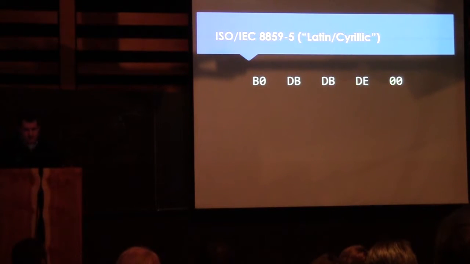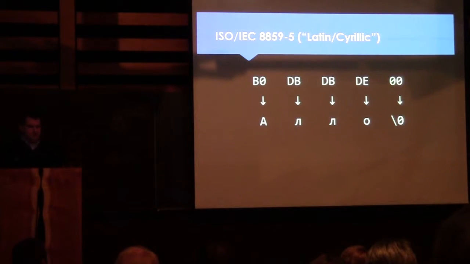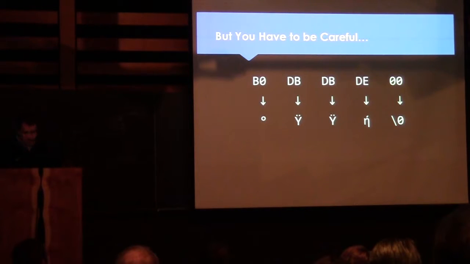And decoding text works the same way. If you have this sequence of characters, then you can decode it by mapping back to the character to get your string back. But you have to be careful, because you have to make sure that when you're encoding and decoding, you're using the same character set. So if you encode, for example, this Russian string using the Latin Cyrillic encoding, and then you try to decode it using the Latin Greek encoding, you'll get gibberish. It doesn't mean anything.